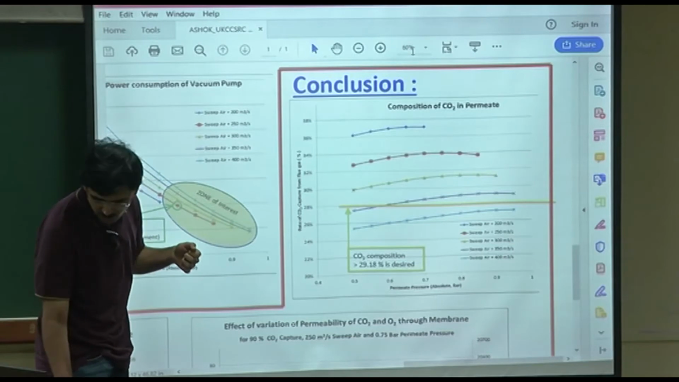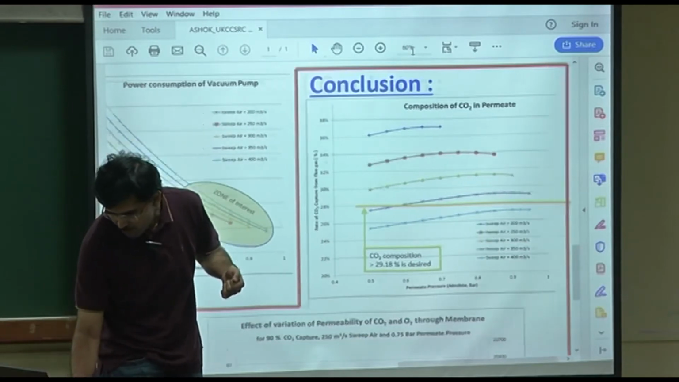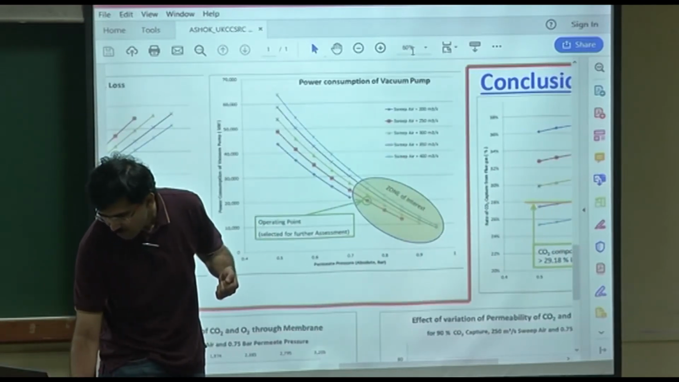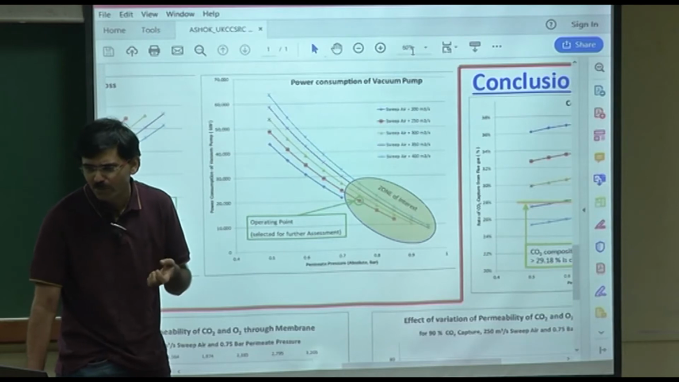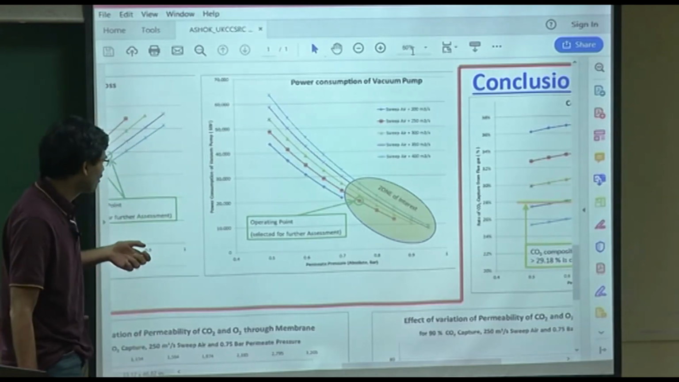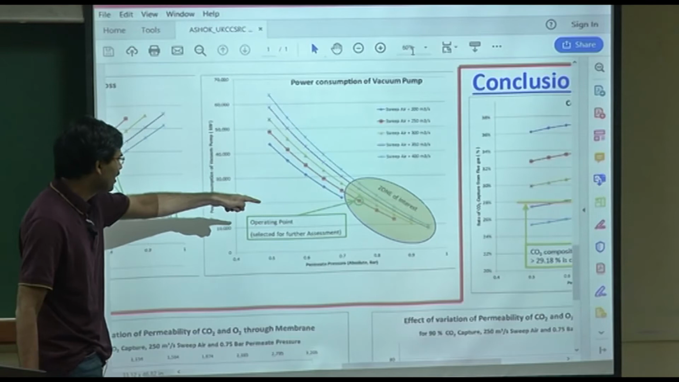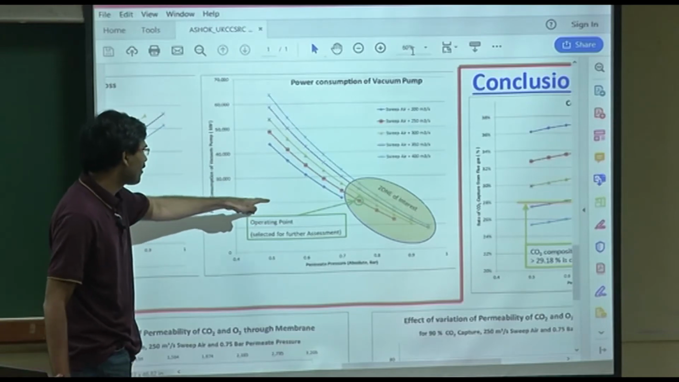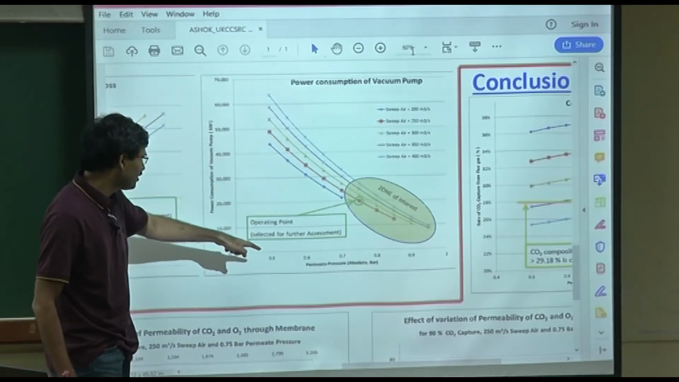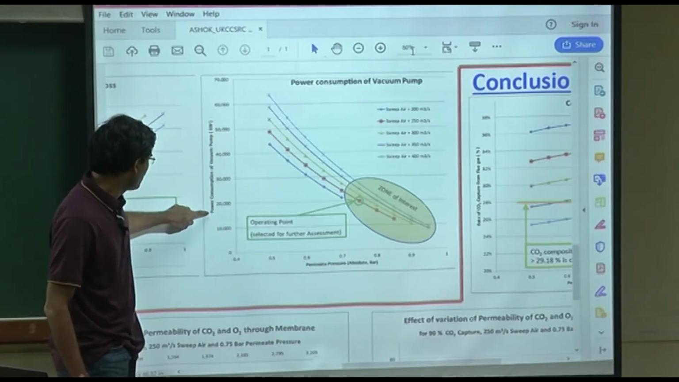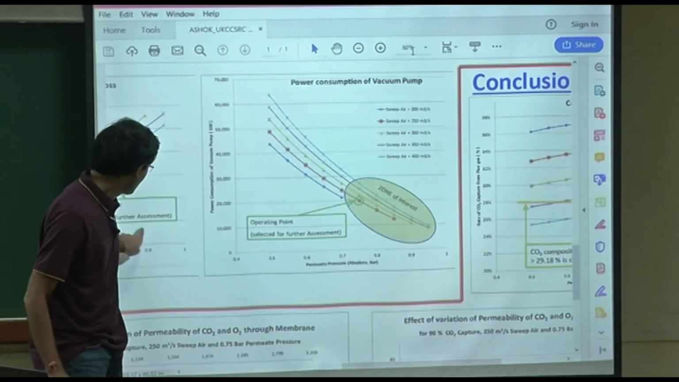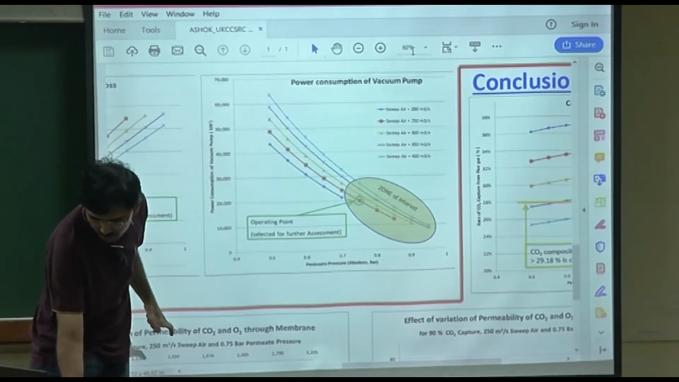And then for the membrane operation I also did various calculations for the power consumption for the vacuum pump and all that. I realize this seems to be the zone of interest for the membrane development. That will be appearing here, I think.